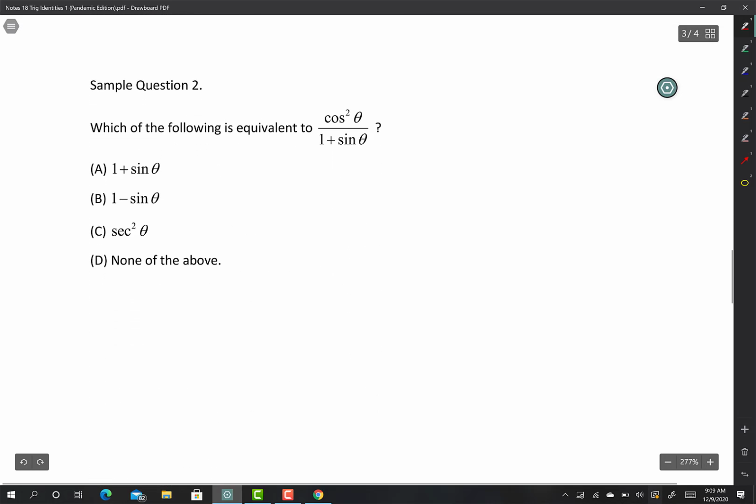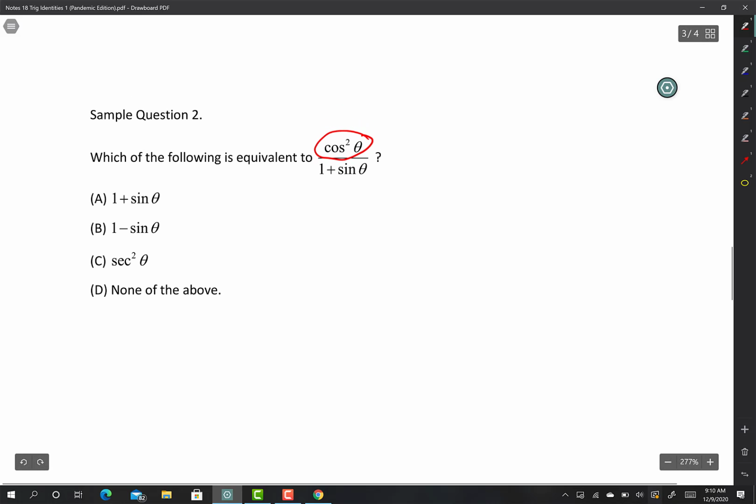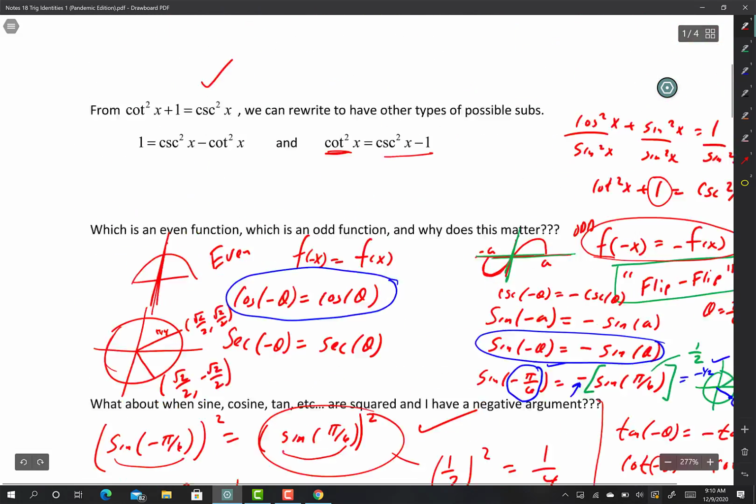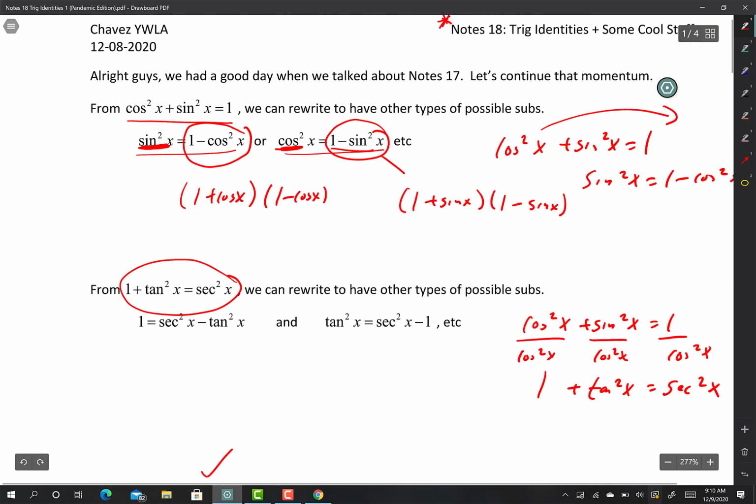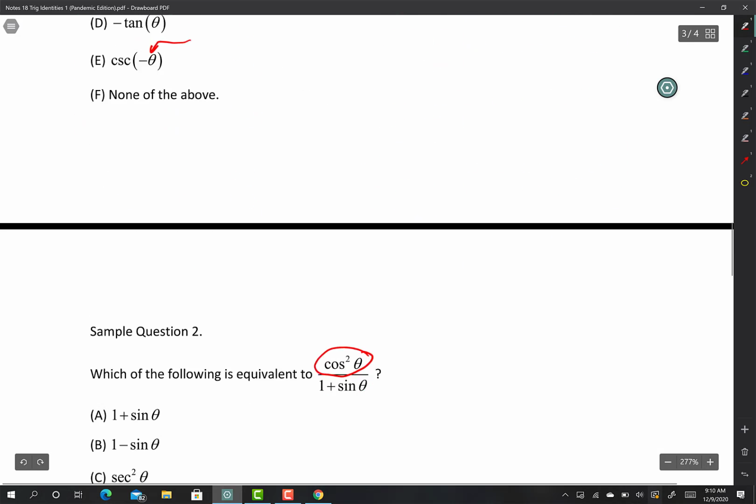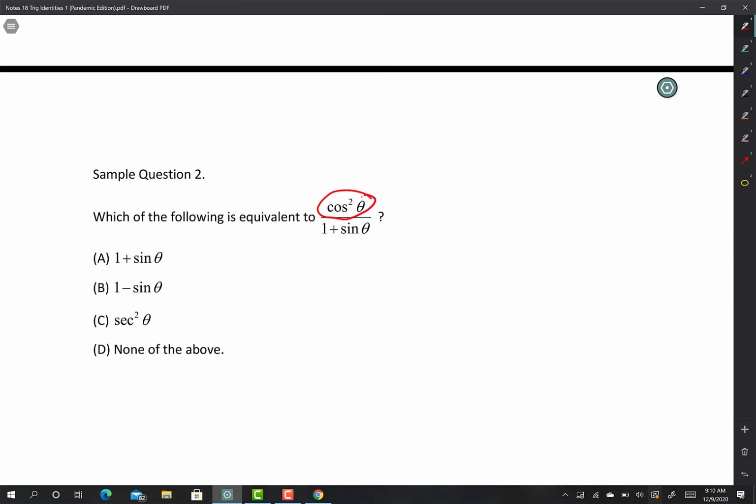All right, on this one, it says, which of the following is equivalent to cosine squared over 1 plus sine theta? And I have these four answer choices. And immediately I see something is being squared. And I say, can I substitute something for that? Well, yeah, you can. If you go all the way back to page 1, you can see from this equation right here that I'm circling in green, cosine squared is equal to 1 minus sine squared. So I come back and I'm going to substitute what cosine squared is. It's 1 minus sine squared. So I'm going to write 1 minus sine squared over 1 plus sine theta.